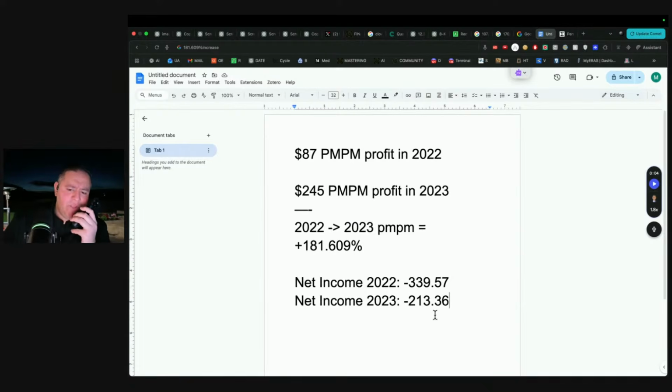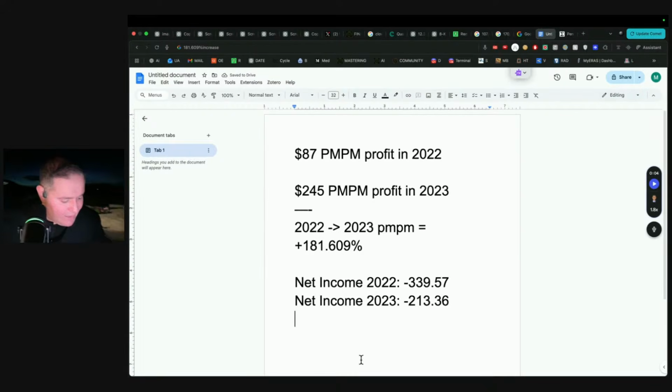So in 2022, if we had a net income of negative 339.57 million, and then in 2023 we had a negative net income of negative 213.36 million, what has been the percent improvement? Obviously, it's less negative. So what is the percent improvement in that? That's actually going to be pretty good to see, because from a numbers perspective, they improved by, we'll do that later.